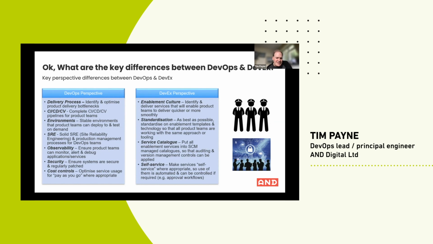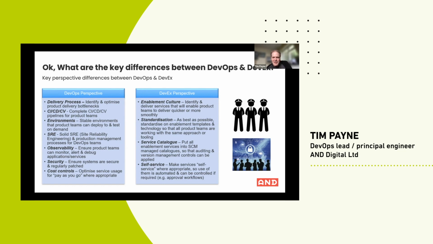When you're looking at it from a DevEx perspective, what you're really trying to do is focus on an enablement culture. So you're trying to identify and deliver services that will enable your product team to deliver quicker and smoother. So pipelines might be one of them, but they might not be the only thing. You're also trying to look at standardization. If you want to share these things across product teams, then you have to make them as standard as possible, or templatize them as much as possible. You're also trying to build a service catalog. So you're trying to put all of these enablement services into an SCM managed catalog.